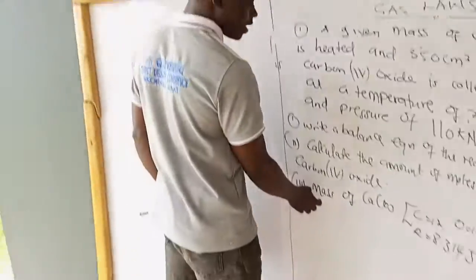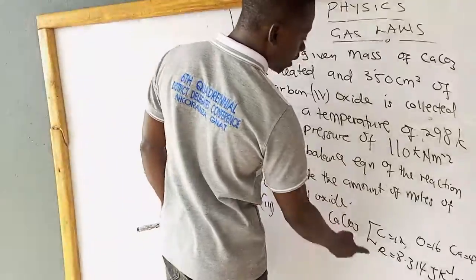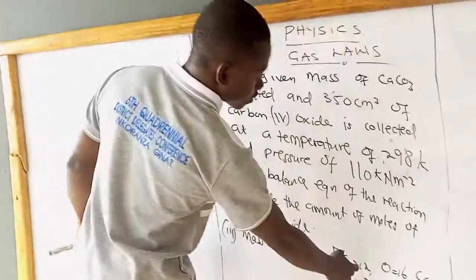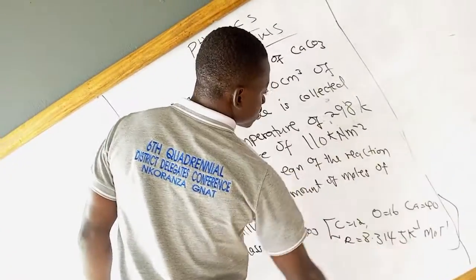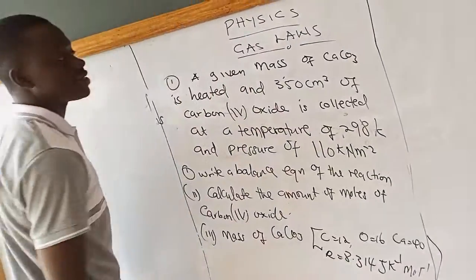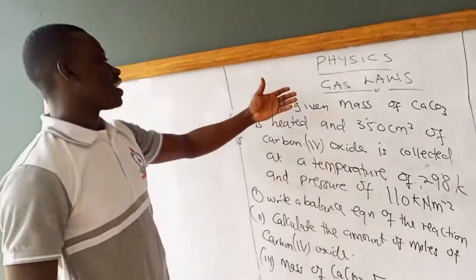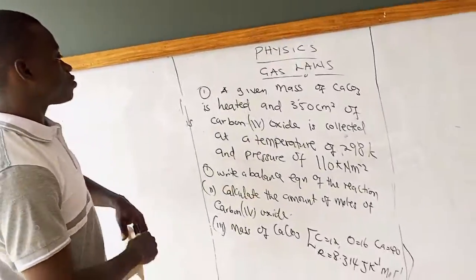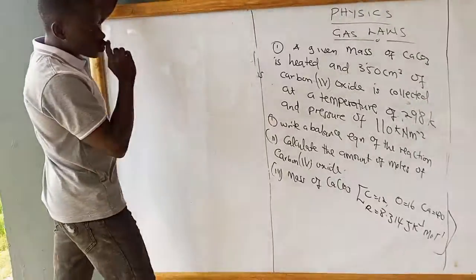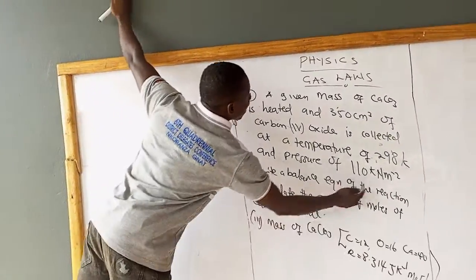Then III is saying that we should find the mass of calcium carbonate. So they've given us the mass numbers. We have carbon, oxygen, calcium, and then the constant of proportionality R is given. So when a question is asked like this, you first find out from the first question. They are saying that we should write a balanced equation of the reaction.